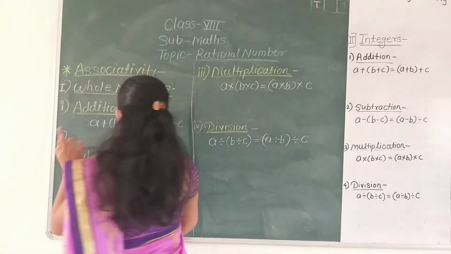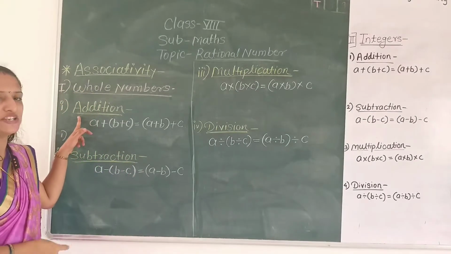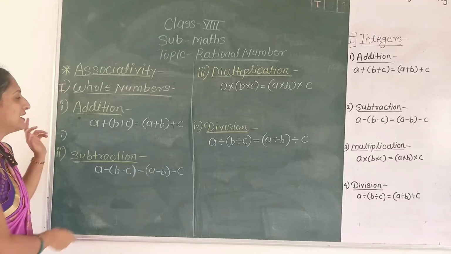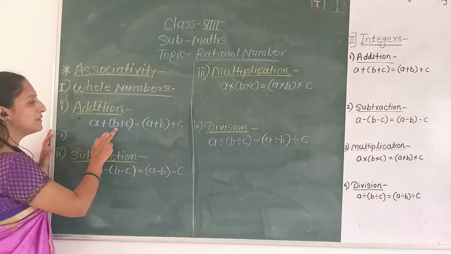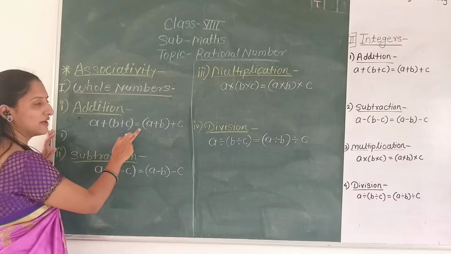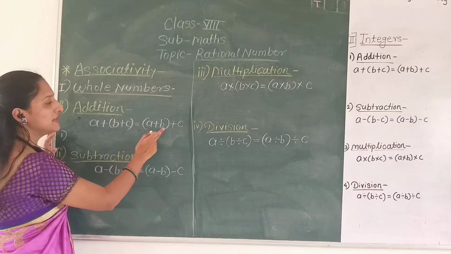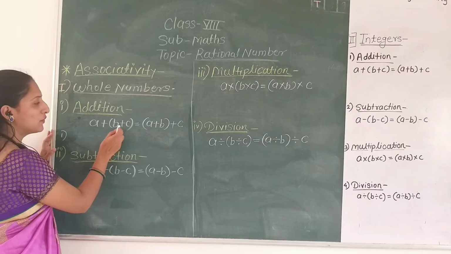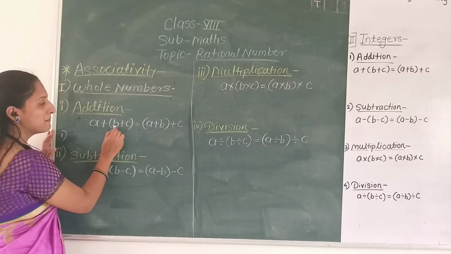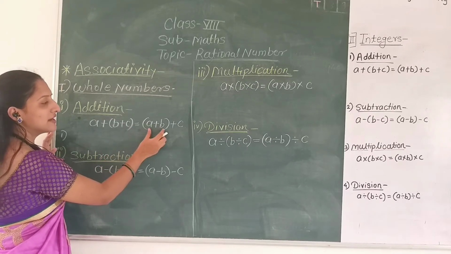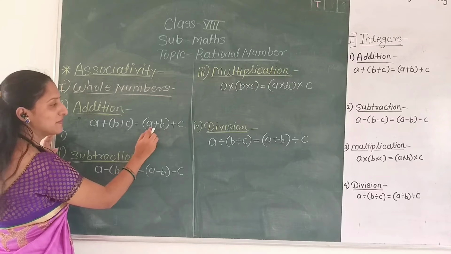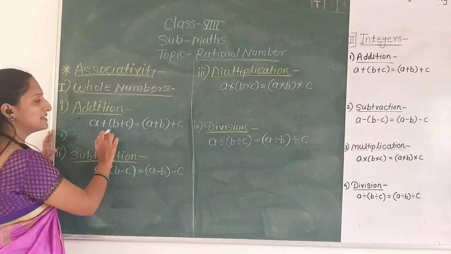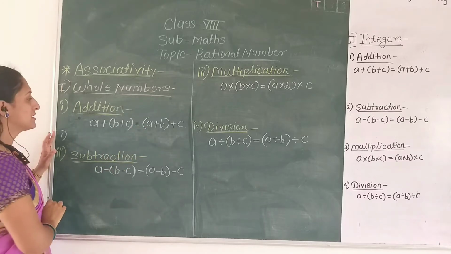The first operation is addition. Now the property says that (A plus B) plus C is equal to A plus (B plus C). In the RHS here we group the two numbers B and C, and in the LHS, we group the two numbers A and B. Let us check if LHS is equal to RHS.